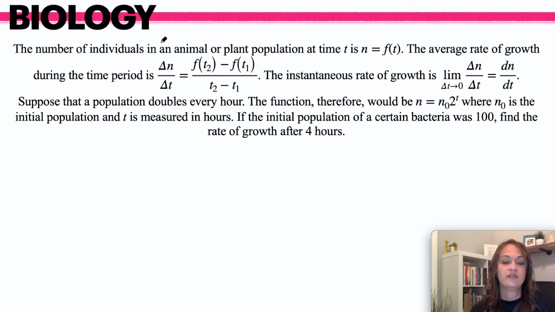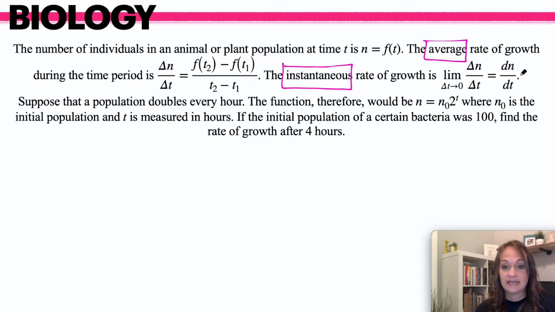In biology, the number of individuals in the animal or plant population at time t is some type of function. The average rate of growth in that period, again, is the slope like we've been discussing. The instantaneous rate of growth is where it becomes the derivative at an instant, not at a range, but at an instant. So let's suppose that a population doubles every hour. Therefore, you would have the function n of 0, which is the initial population, times 2 raised to the t, where n of 0 is the initial and t is measured in hours.